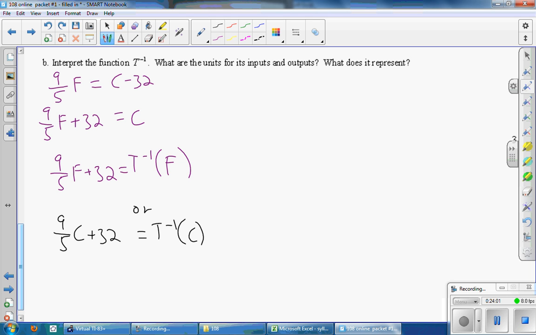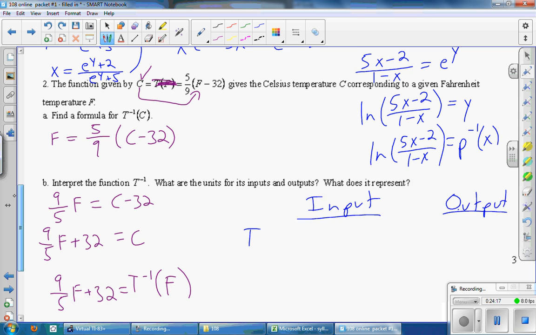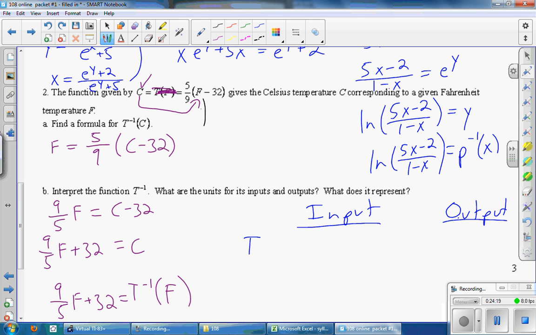So let's go to the function T, the original function, T. So T has an input and T has an output. So let's fill in the original. Looking at the original function T, the input was degrees Fahrenheit, and the output was degrees Celsius. That's what it says here. It gives the Celsius temperature, that's the output, corresponding to a given Fahrenheit temperature. So let's write that in here. The input is degrees Fahrenheit, and the output is degrees Celsius.